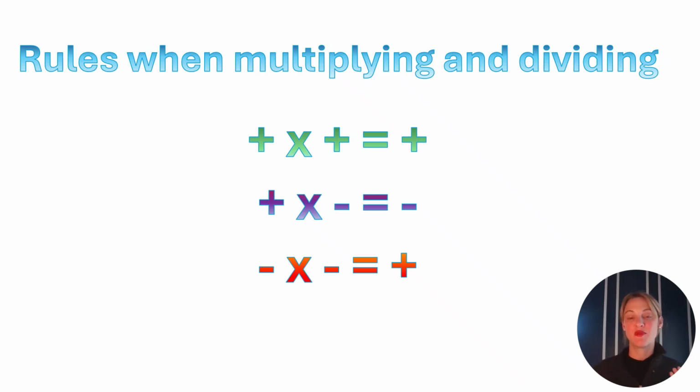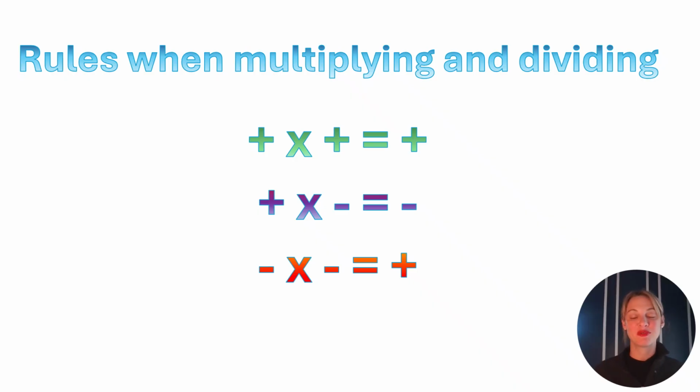In the second row, we have what happens when a positive number gets multiplied or divided by a negative number. So if we have one positive and one negative, the answer is going to be negative. And the last line in red, we have what happens when we're multiplying or dividing a negative number by another negative number. So two negatives, when multiplying or dividing, that turns positive.